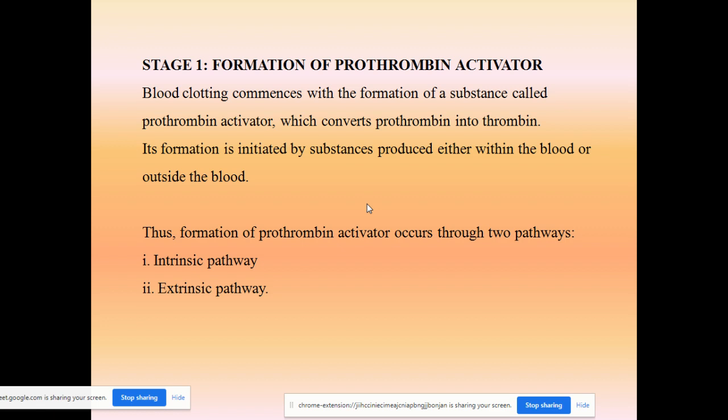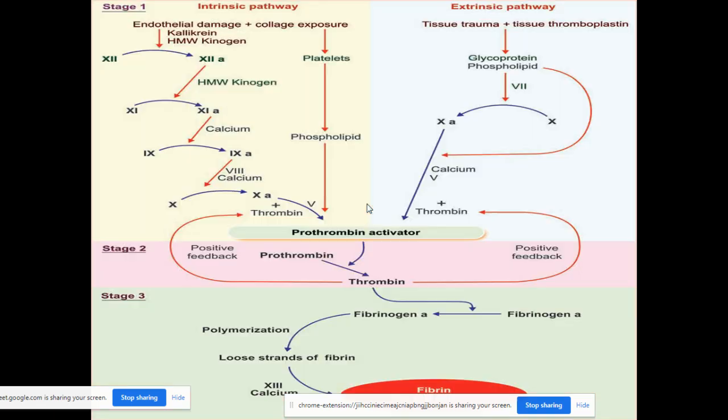Okay, the formation of prothrombin activator happens through two pathways. One is the intrinsic pathway and the other one is the extrinsic pathway. See, this picture clearly shows you the two pathways, intrinsic pathway on the left hand side and extrinsic pathway on the right hand side. Also you can see that there are 3 stages. Stage 1 is the formation of prothrombin activator. Stage 2 is the conversion of prothrombin to thrombin. Stage 3 is the conversion of fibrinogen to fibrin. This is what we are going to see.